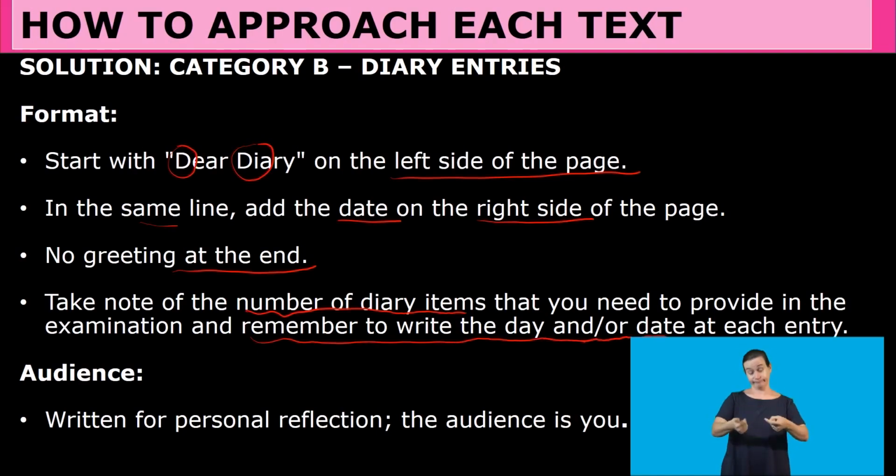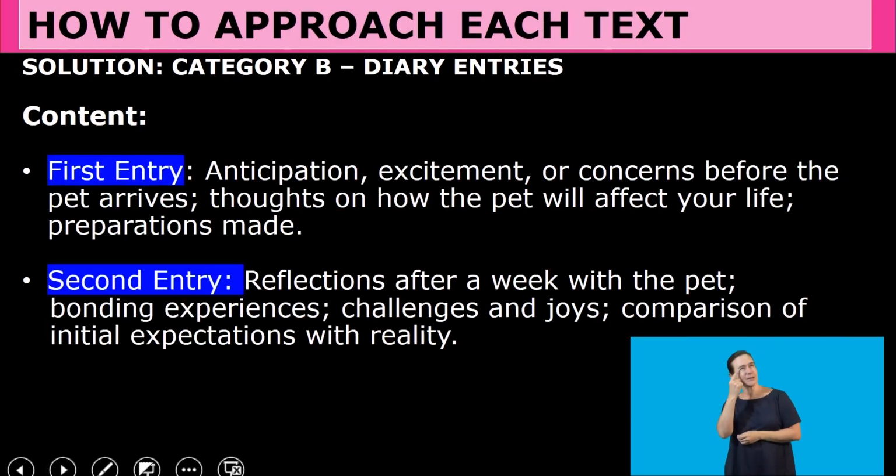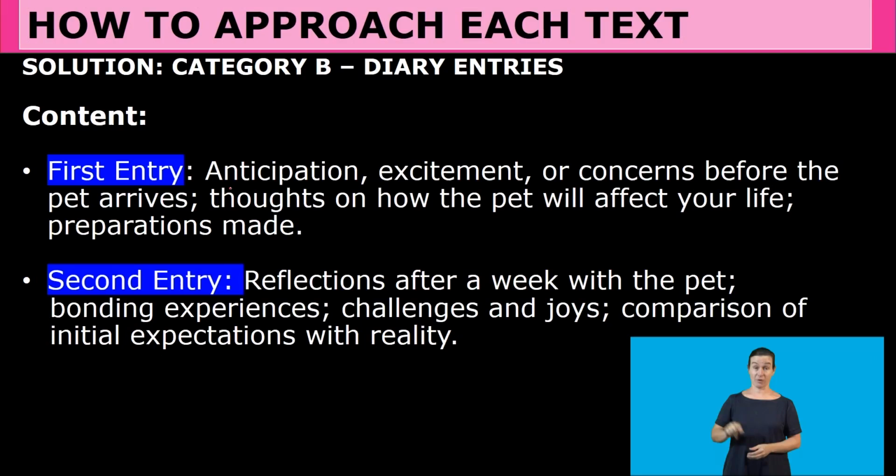The audience for a diary entry would be yourself. It would be personal and reflective. The first entry, the content, would be anticipation and excitement before the arrival of the pet. You might express your thoughts on how the pet will affect your life and the preparations that you have made.